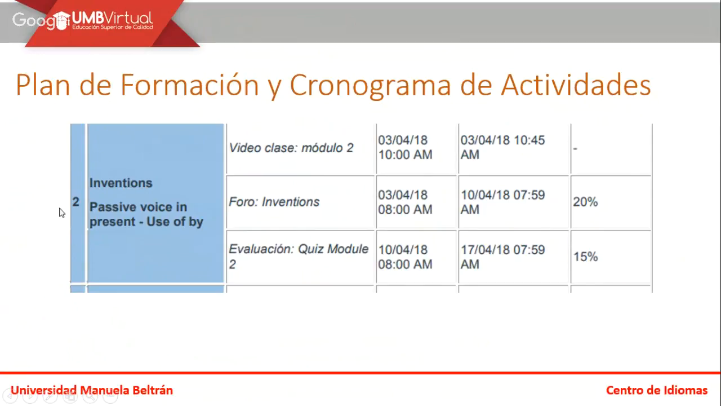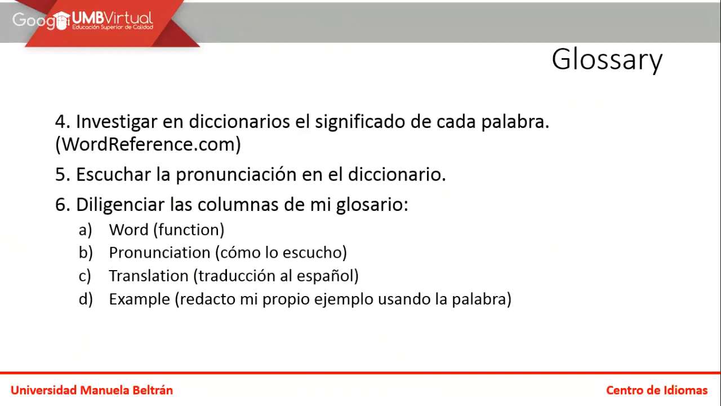Pretty much, we're going to focus for this model 2 on inventions, and according to the grammar topic, we're referring to passive voice in present, use of by, all right? You're going to maybe think about, okay, how can I use this passive voice? And we're going to see the grammar according to that. Remember the glossary that you do for every single week. You're going to be aware about the different words that you have to create 10 sentences in relation to these words. All right, don't forget to do it.